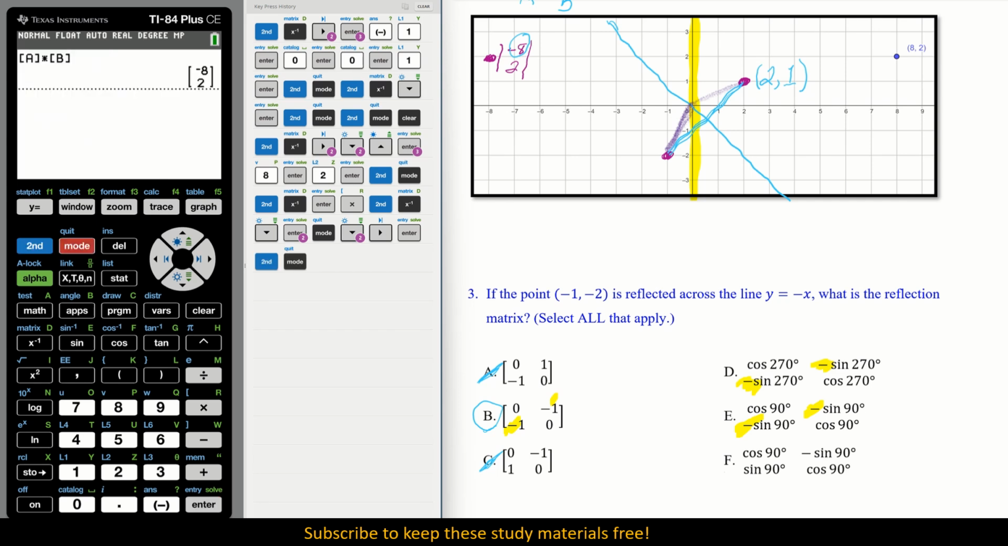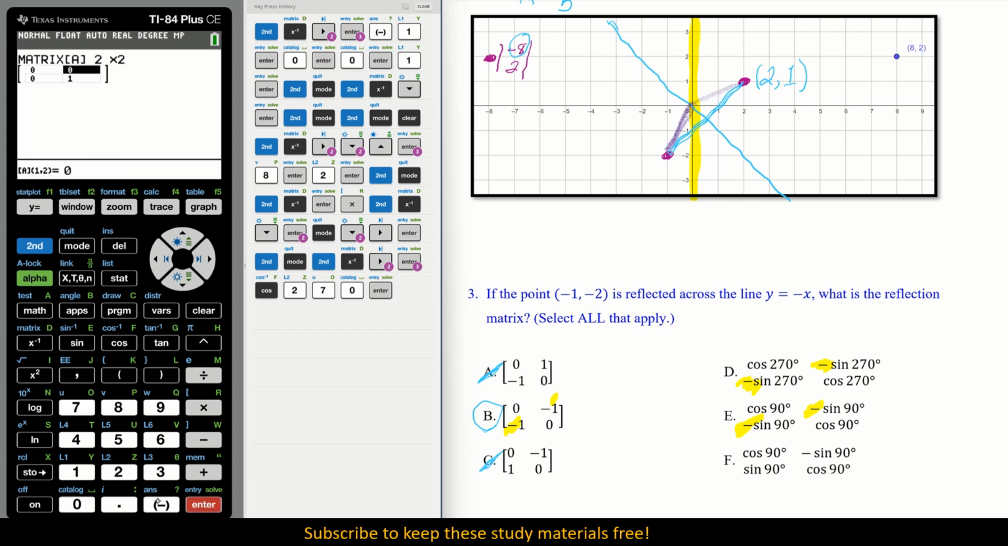Now how do we verify that this is what we want? Well, that's easy enough. Second matrix, go to your matrix, go to edit. Remember, matrix A, we have as a 2 by 2. That's what we're using, so push enter. And go to the first cell. In the first cell, I'm going to work with D first. We should have a 0. So what do? Cosine 270, push enter.